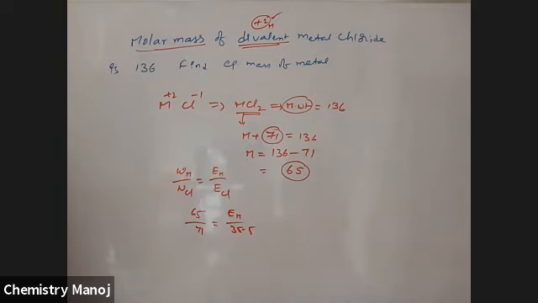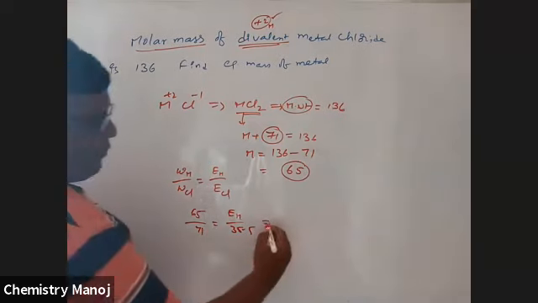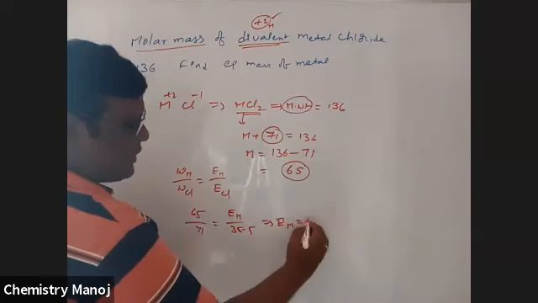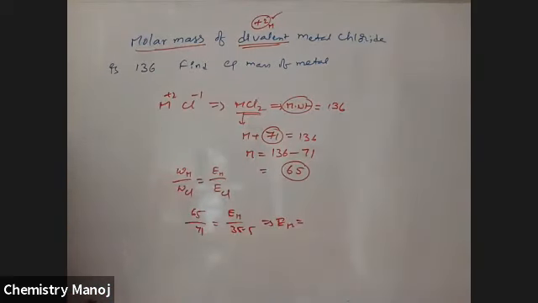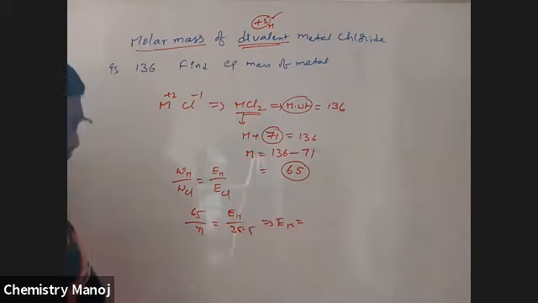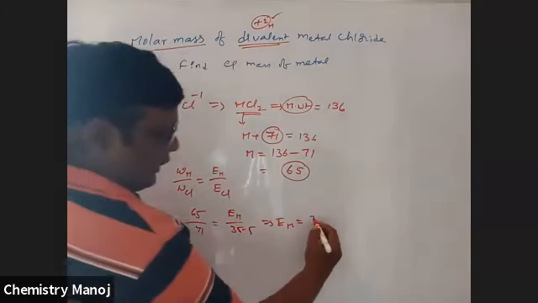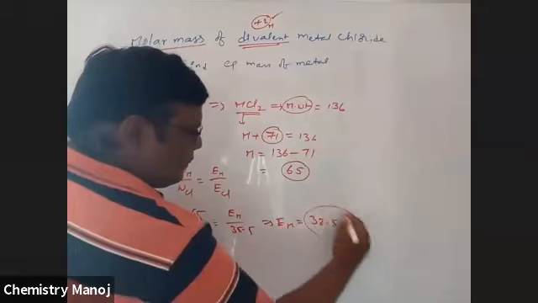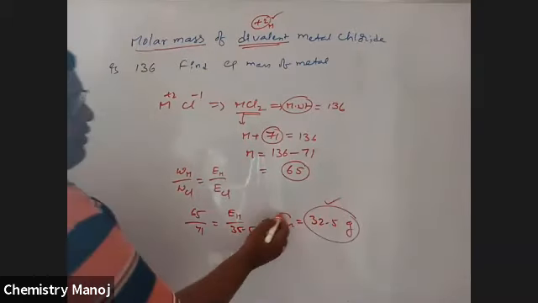Now how much is the value? That implies equivalent mass is equal to how much? The value is 32.5 grams. It is the equivalent weight of metal.